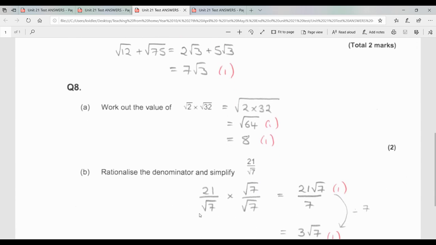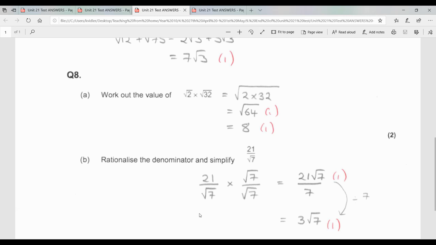Then question 8, we've got a simplifying question and then a rationalising the denominator. So for part A, we want to do root 2 times root 32, so put it all in one square root. 2 times 32 gives me root 64, so for a first mark, and the square root of 64 gives us 8 for the second mark on that one.